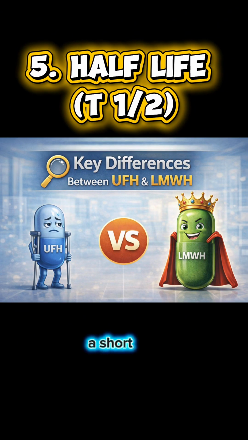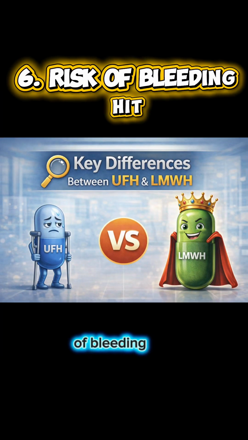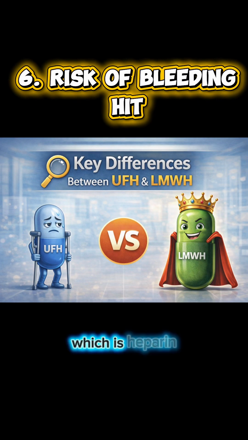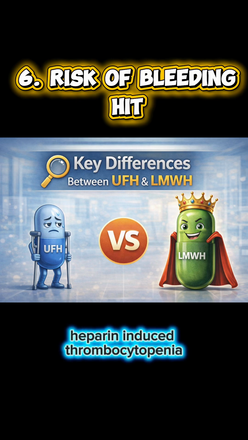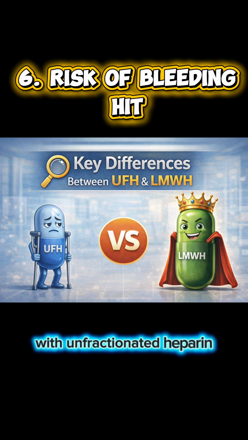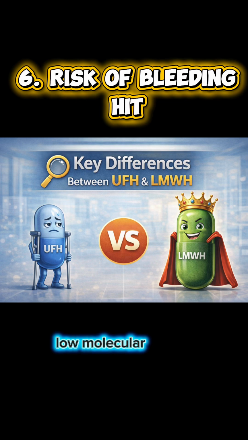Fifth is half-life. Unfractionated heparin has a short half-life, so continuous infusion is often needed. Low molecular weight heparin has a longer half-life, allowing once or twice daily dosing. Sixth is the risk of bleeding and HIT, which is heparin-induced thrombocytopenia. The risk of heparin-induced thrombocytopenia is higher with unfractionated heparin. Low molecular weight heparin has a low risk of HIT and bleeding, making it safer for long-term use.